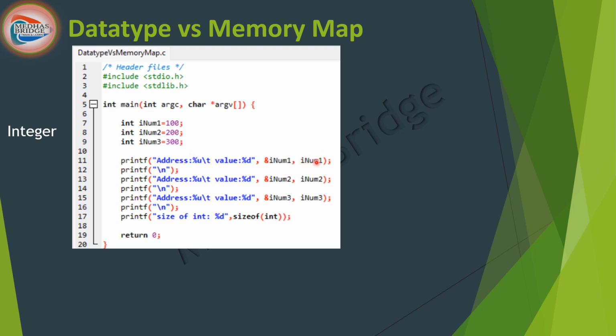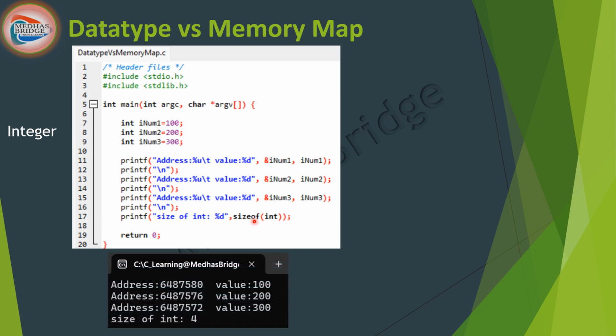This one is the integer value, the value of the variable which holds a certain value, and you display it using %d. Similarly I do this for variables 1, 2 and 3. I also wanted to see the size of the integer, so I am printing that here. If I compile and run it, this is my output. Size of integer is 4.